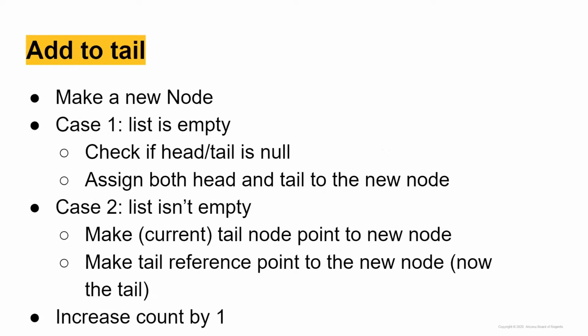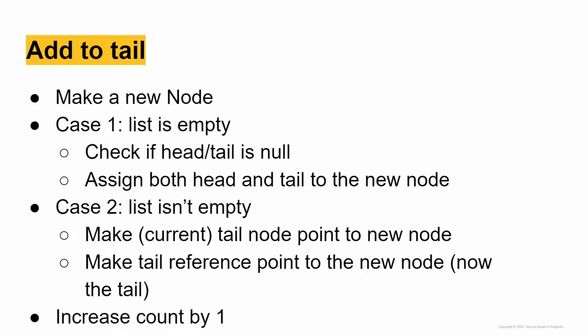All right, let's talk about adding to the tail. Again, pretty similar to add to head, we're going to make a new node, and we're going to check if the list is empty. If head or tail is null, then we are going to assign both head and tail to the new node, just like we did for the head node, remember? Because if it's empty, adding to head and adding to tail is doing the exact same thing. It's just populating the linked list with its only node.